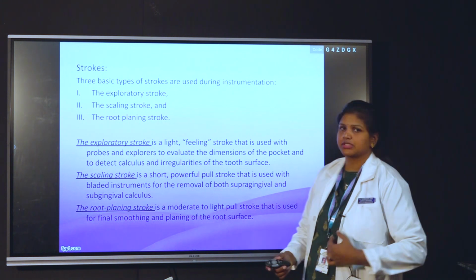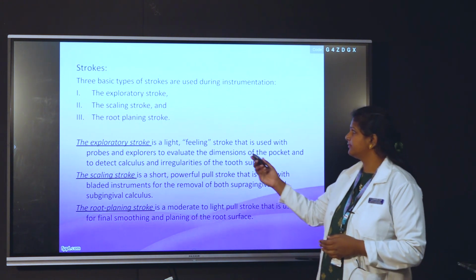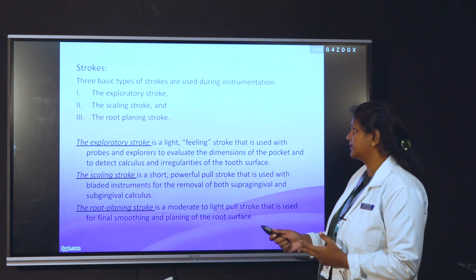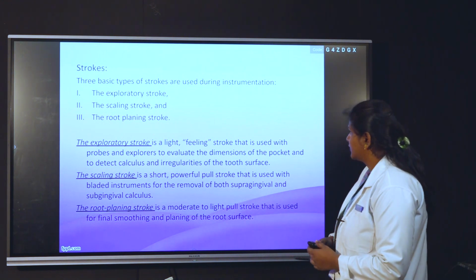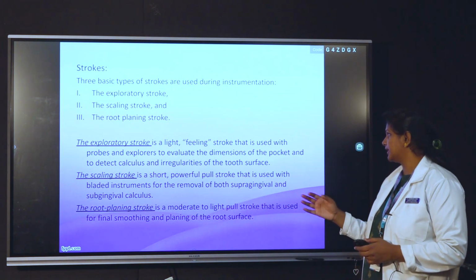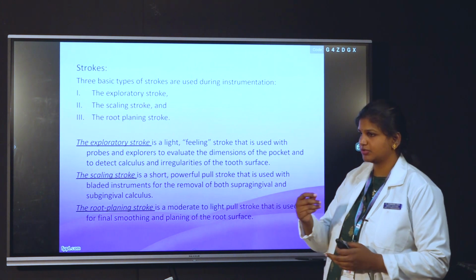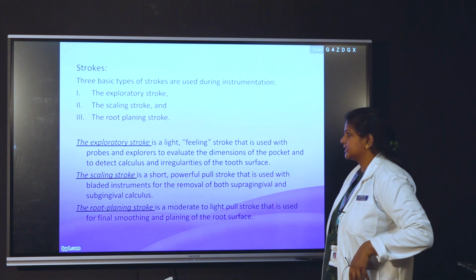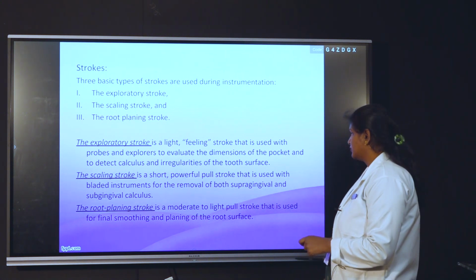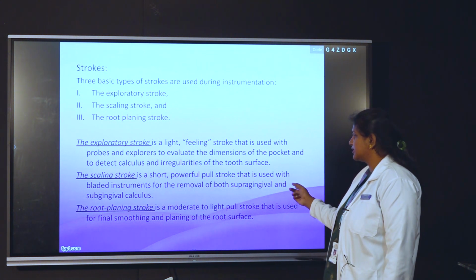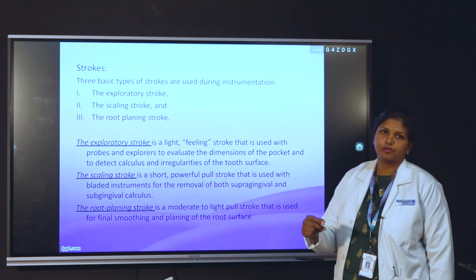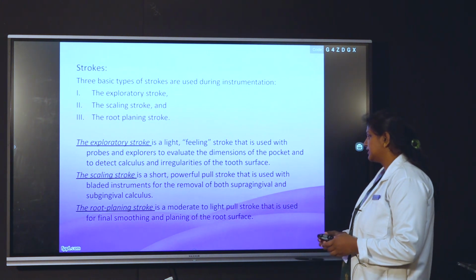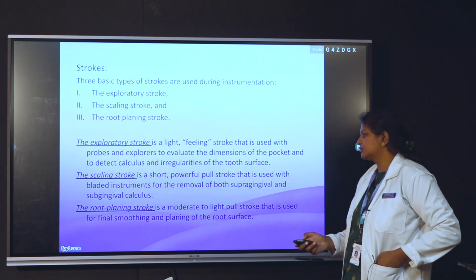Coming to the strokes, in the instrument activation we have 3 strokes, that is exploratory stroke, scaling stroke and root planing stroke. The exploratory stroke is a light feeling touch used with the probes or the explorers to detect calculus, dental caries or biofilm. The scaling stroke is a short powerful pull stroke used with the bladed instruments for the removal of supragingival and subgingival calculus. The root planing stroke is a light pull stroke used for the final smoothing and planing of the root surfaces.